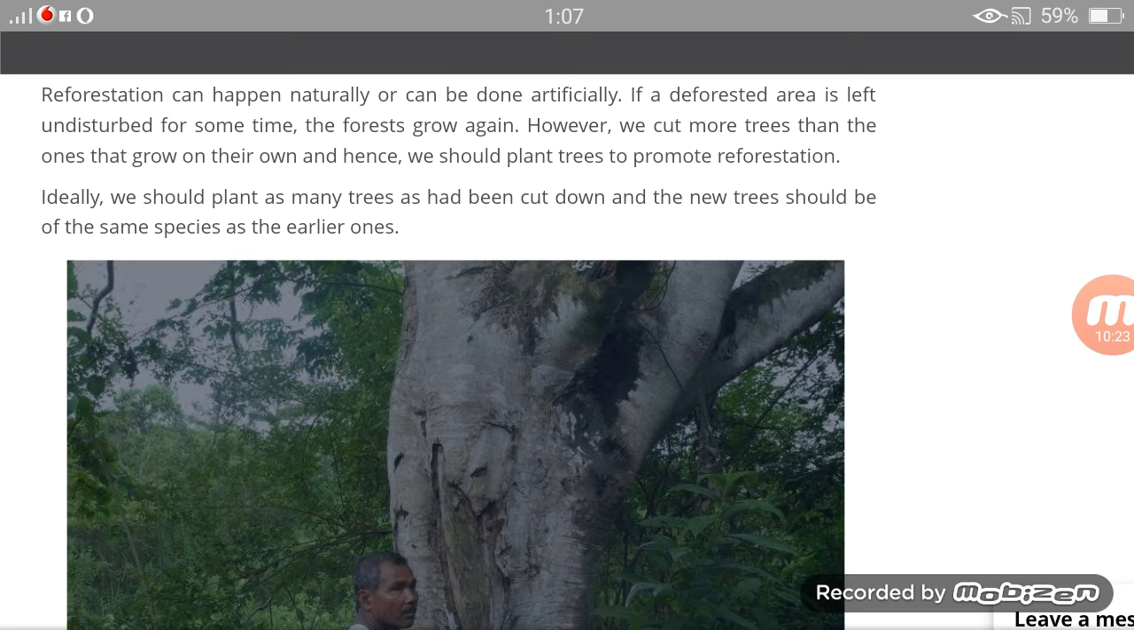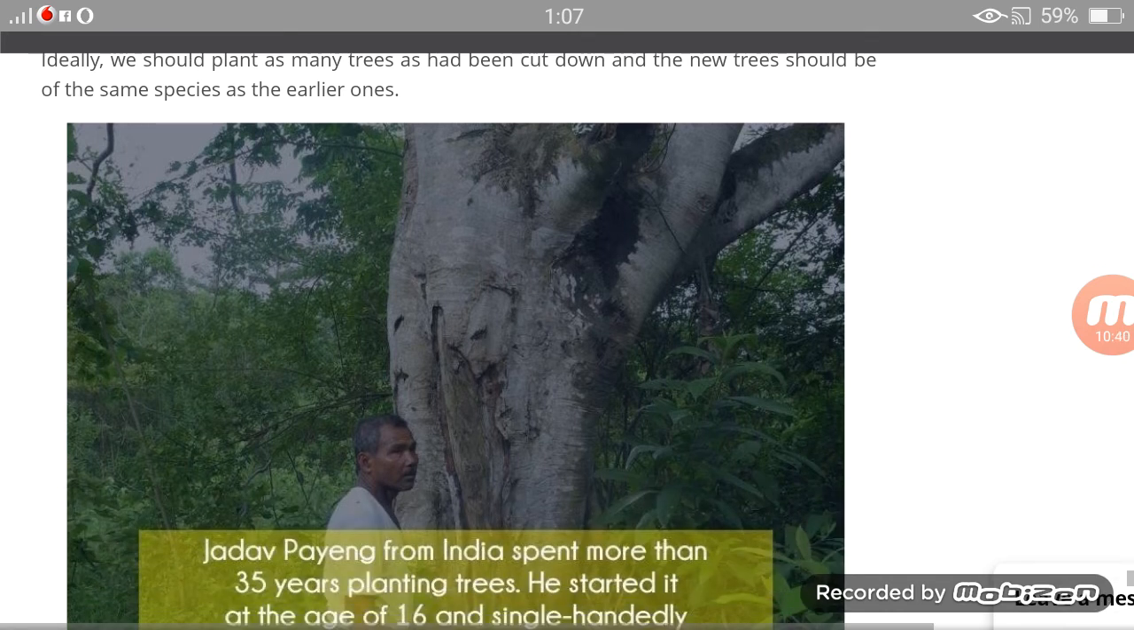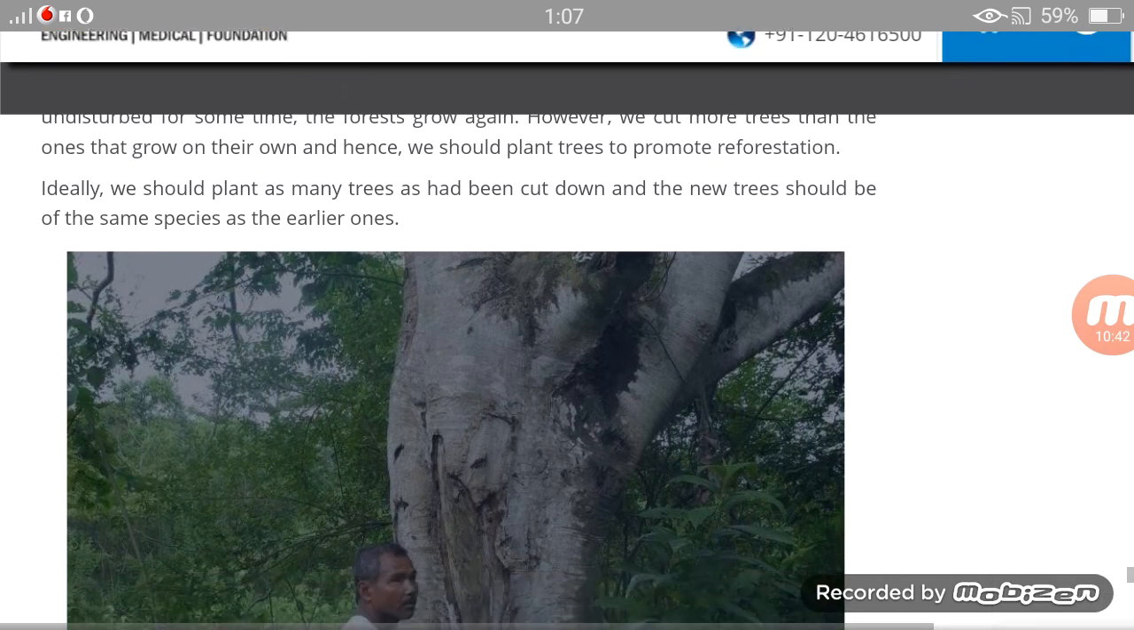If we leave the deforested area, where deforestation has taken place, undisturbed for some time, then the forest will regenerate on its own. And secondly, we should plant trees also. So let us read further.